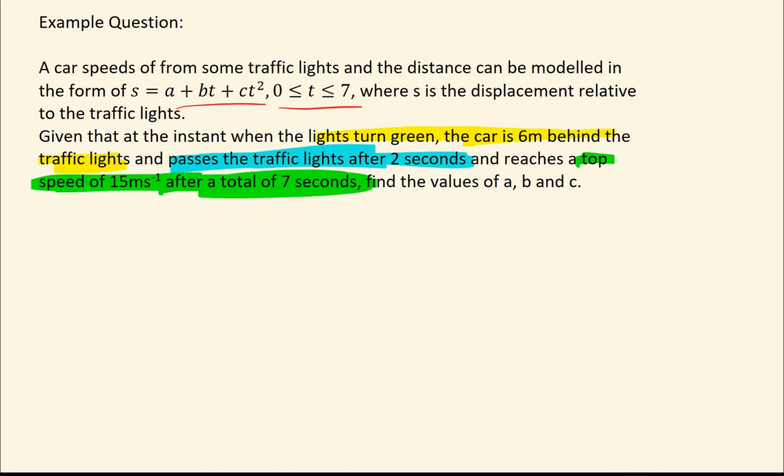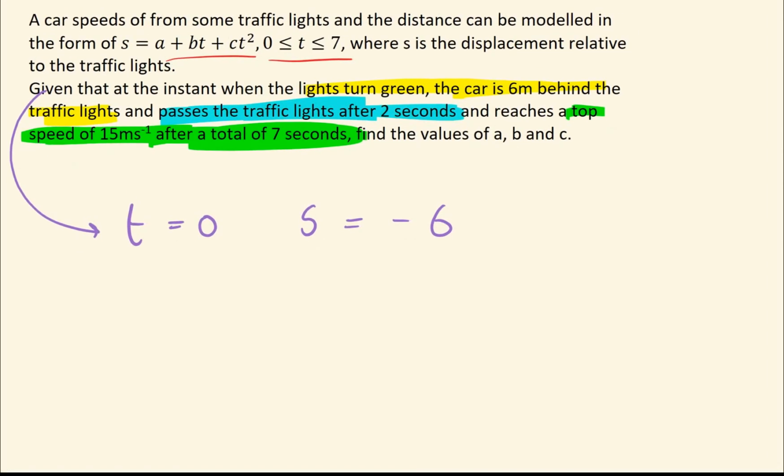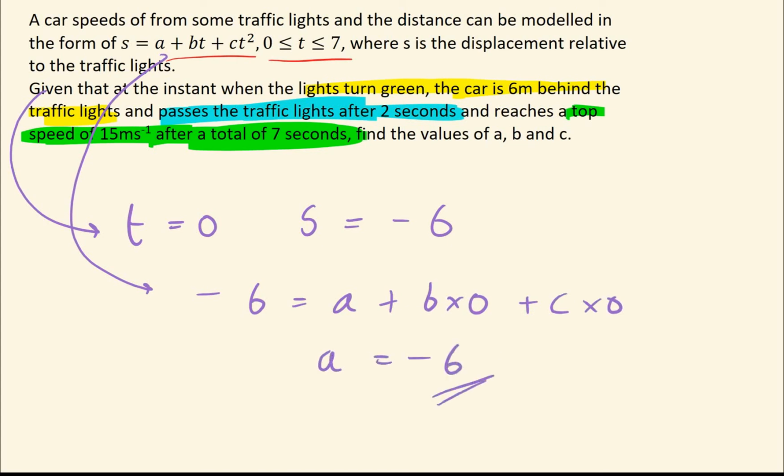So we need to know what each basic piece of information is telling us. Here, the instant the light turns green, we're assuming t equals 0. We know the car is 6 meters behind the traffic lights, so that means S equals minus 6. Again, if we're behind, we want a negative value for S. We can plug that in. So we've now got minus 6 equals A plus B times 0 plus C times 0. So therefore A equals minus 6. We found one of our 3 values.